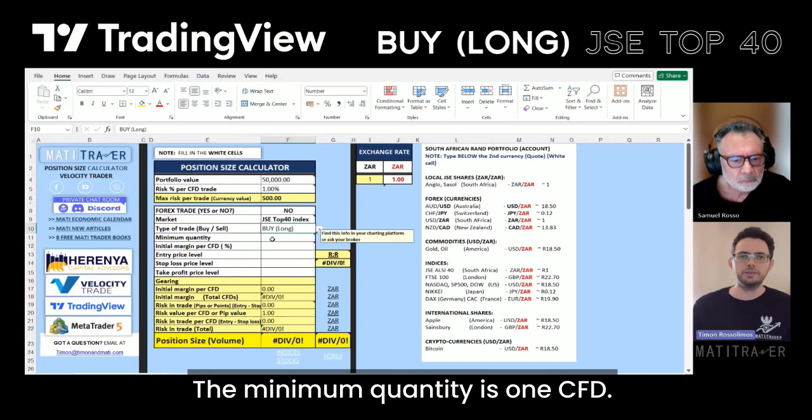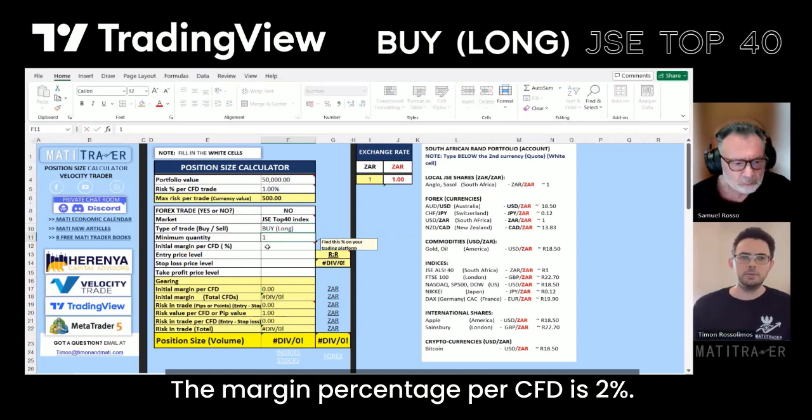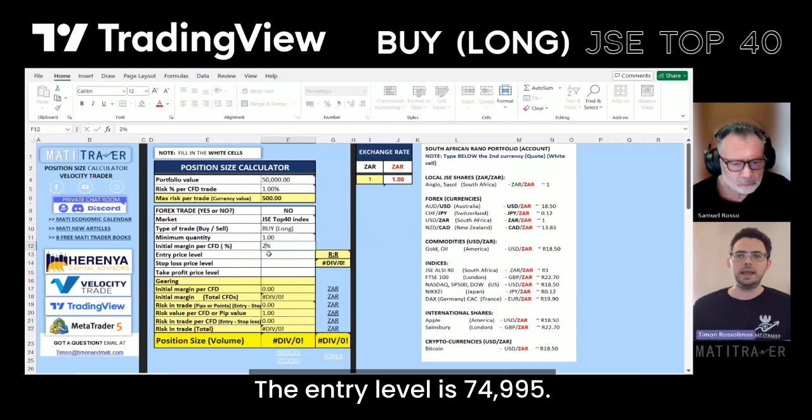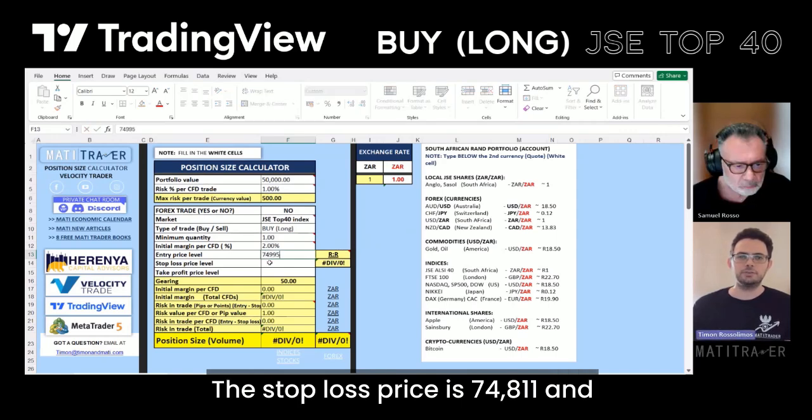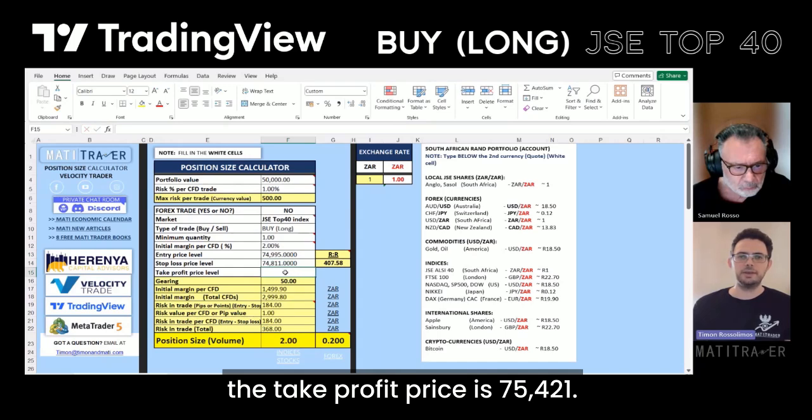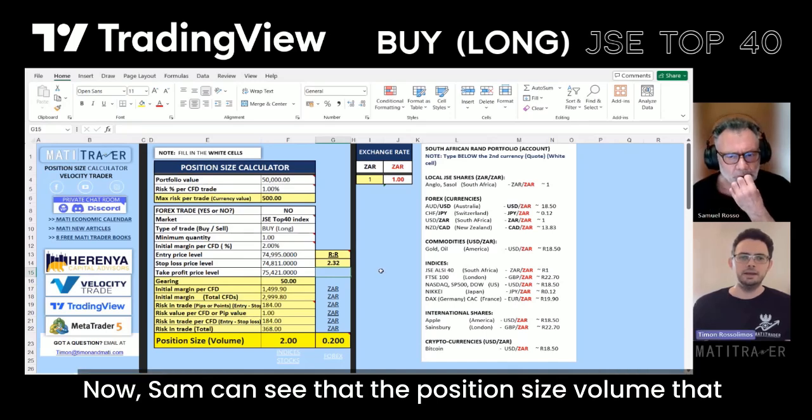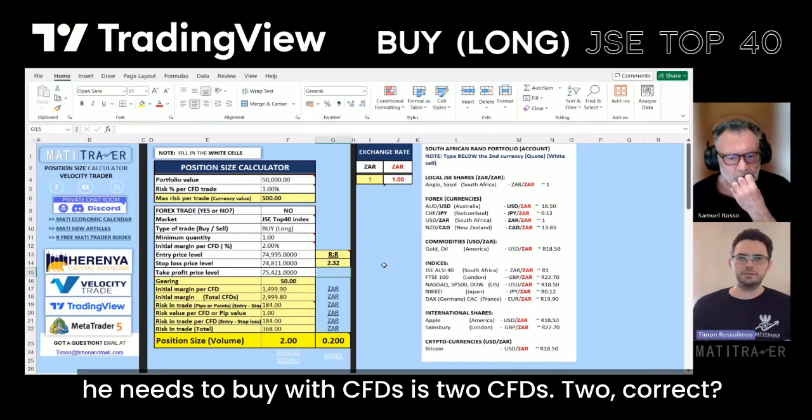The minimum quantity is 1 CFD. The margin percentage per CFD is 2%. The entry level is 74995. The stop loss price is 74811. And the take profit price is 75421. Now Sam can see that the position size volume that he needs to buy with CFDs is 2 CFDs.